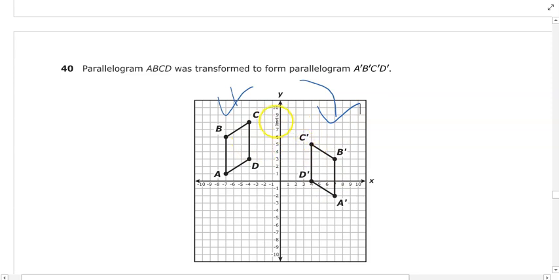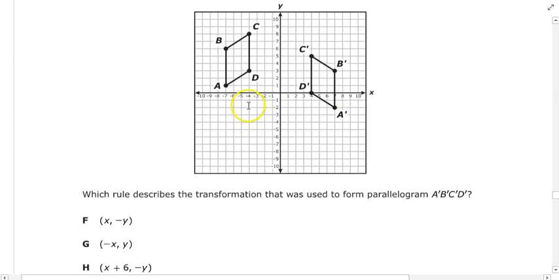Did it go any farther away? Looks like C was 4 units away. It's still 4 units away, so it looks like maybe they reflected over the y-axis and ended up over here, and then translated down some for that. So let's look and see which one of these says that.